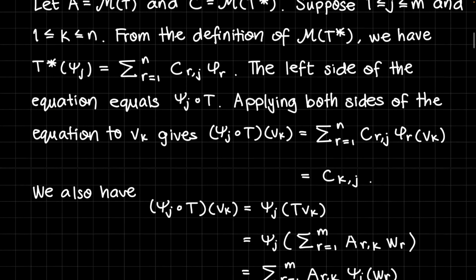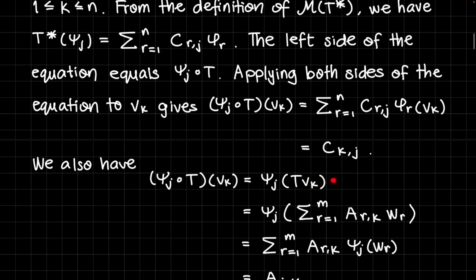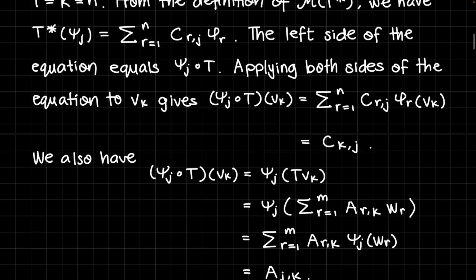Fair enough. Now, we also have that in this evaluation, psi j compose T acting on vk, by associativity, is equal to psi j acting on T vk. Now you can expand T vk based on what its matrix is. So we have psi j acting on the sum from r equals 1 to m, A_rk w_r.